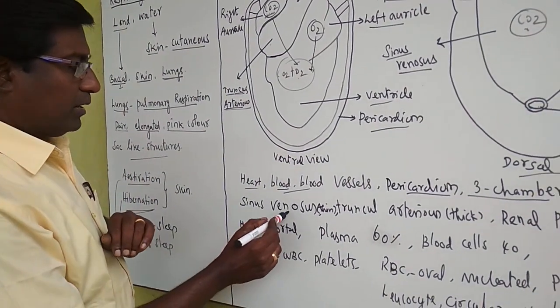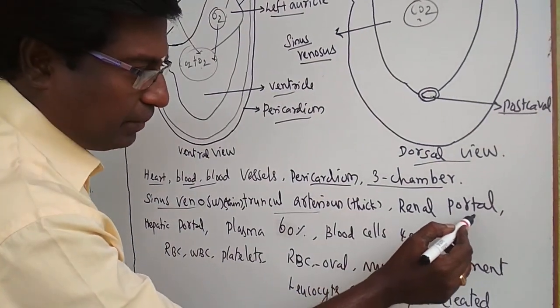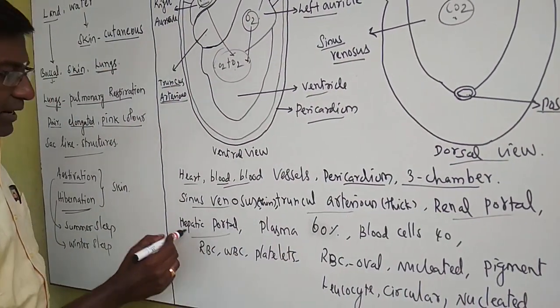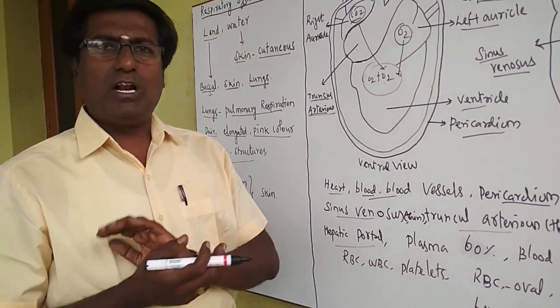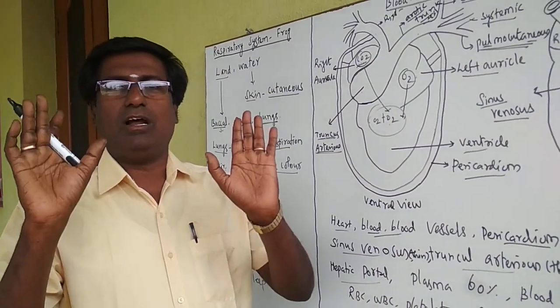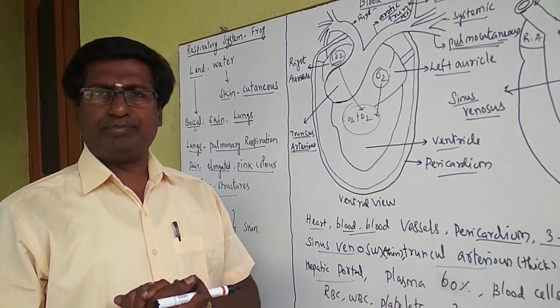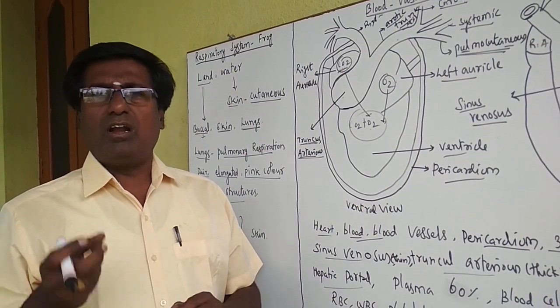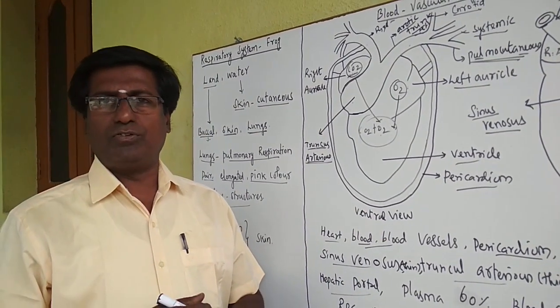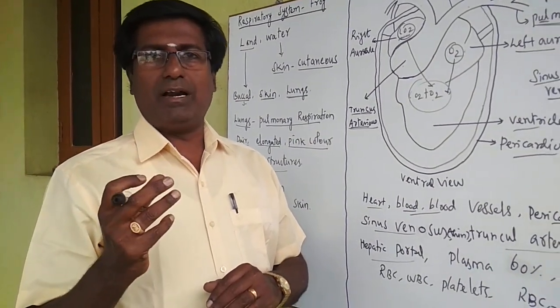Okay, now see over the sinus venosus and truncus arteriosus. There are two systems present here, the renal portal system and the hepatic portal system. Actually, the portal system is nothing but a system that starts as a vein and ends as a vein. That is called the hepatic portal system. Why is the hepatic portal system present here? For example, a lot of toxic items come in the food. That food is filtered by the liver.